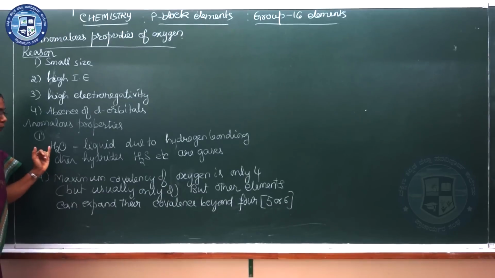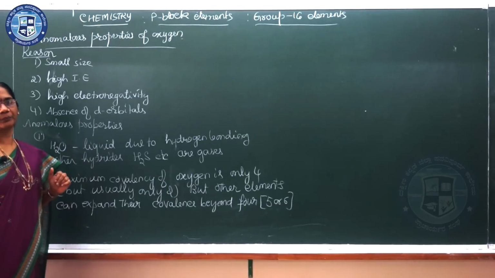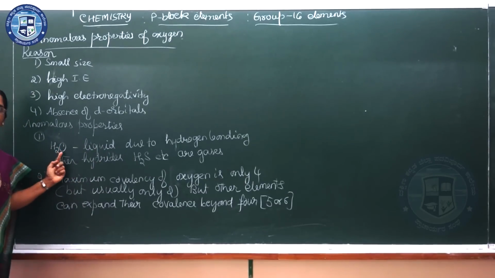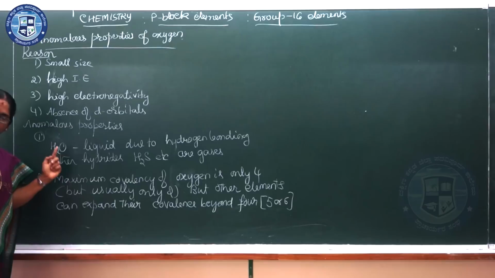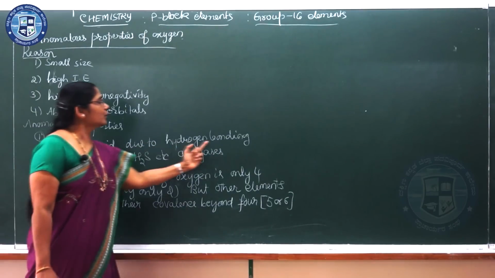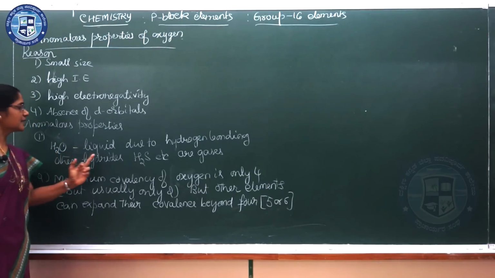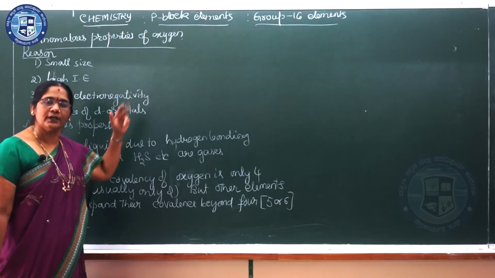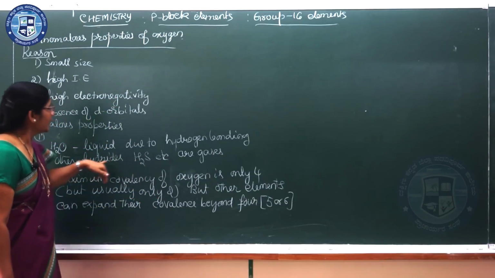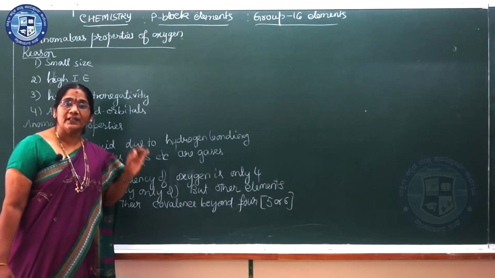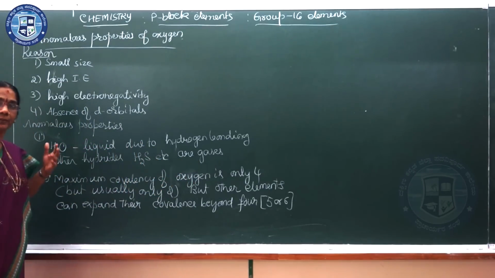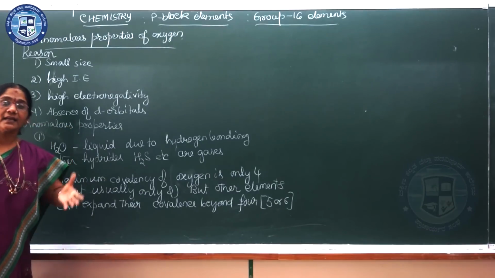oxygen combining with hydrogen, water is in the liquid form. That is due to the small size of oxygen atom, which is highly electronegative. Therefore, due to hydrogen bonding, it exists in the liquid form. Whereas the other hydrides starting from sulfur to tellurium are gases without hydrogen bonding. They are not able to form hydrogen bonding because of the larger size.